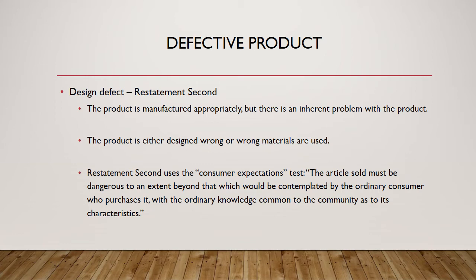So the product is being manufactured properly. We just talked about it being manufactured with an impure part. There's a flaw in the manufacturing. Here, you're manufacturing it properly, but there's a problem with the product. So you're following the design, the plans for it, but there's a problem in the plan or design. And as a result, the product is defective.